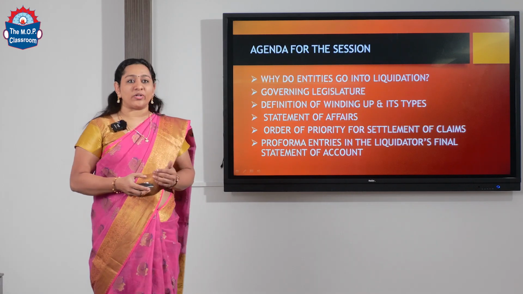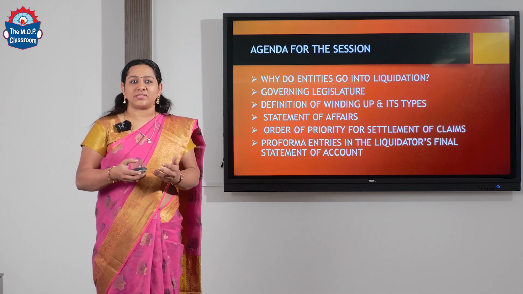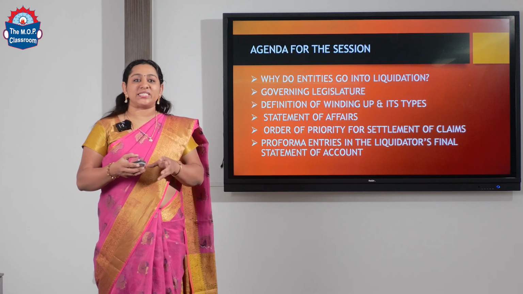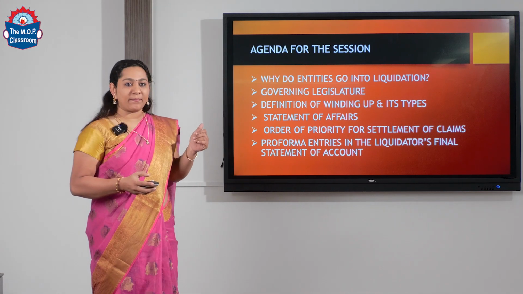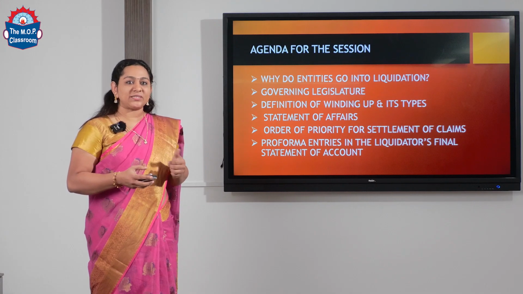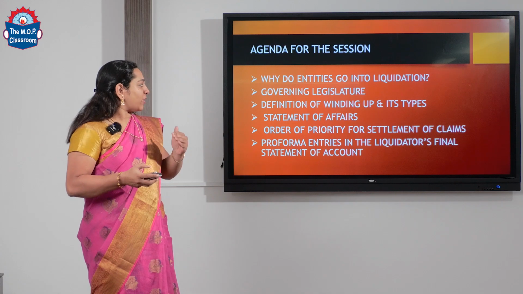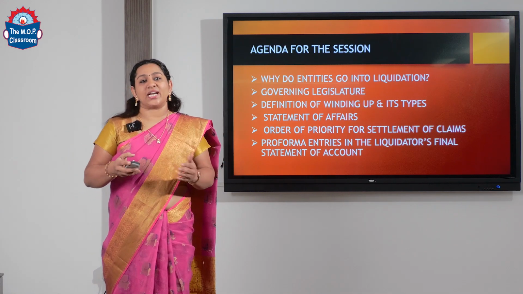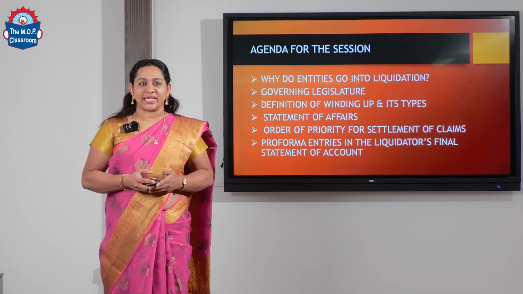We will reflect on why entities enter into liquidation, what are the situations that force them into liquidation, what are the governing legislatures with specific focus on India, definition of winding up and the modes of winding up as prescribed by law, the statement of affairs, order of priority of settlement and other operational procedures in conjunction with law and accounting as prescribed by the legal framework.